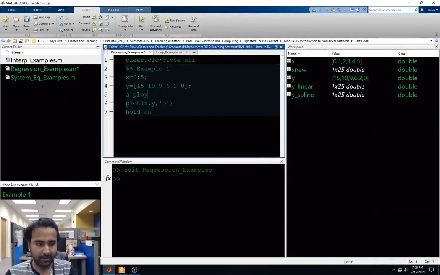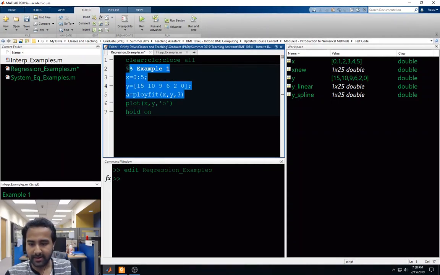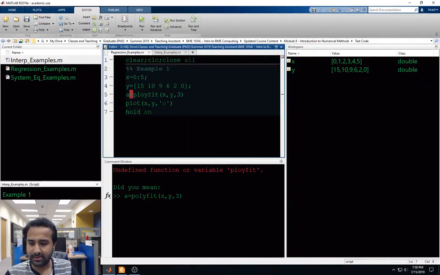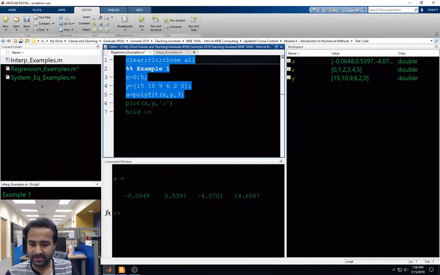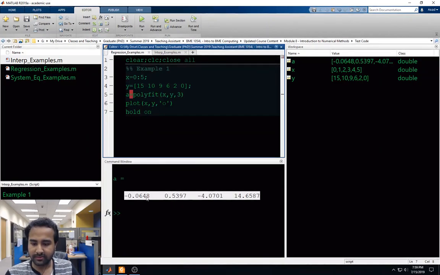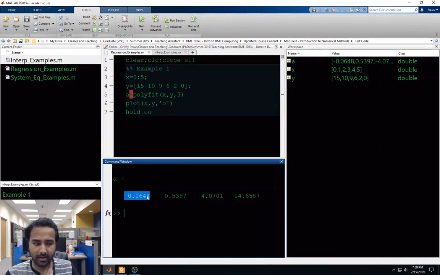So remember how polyfit works? You give it the x data, the y data, and the order of the polynomial you want to fit. So in this case, let's try a third order polynomial. And if I ran just this part of the code, oh, I spelled it wrong. Not polyfit, polyfit. Now if I run this part, you can see here we have the different coefficients for our third order polynomial. So this would be the coefficient for x cubed, x squared, x, and then here's our constant.